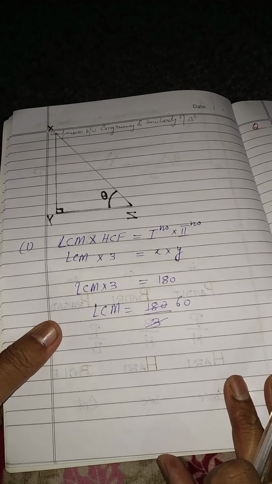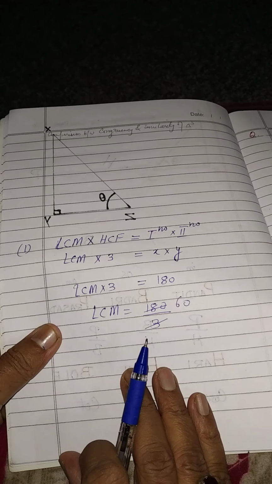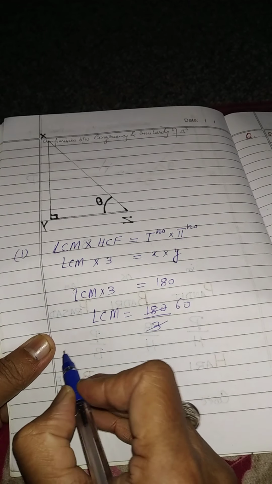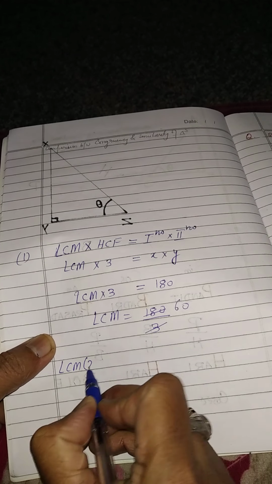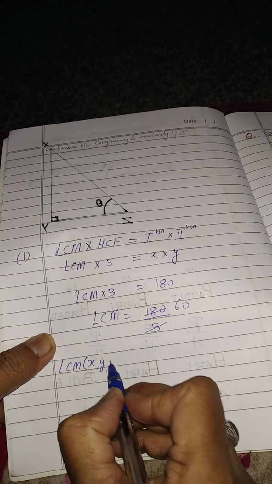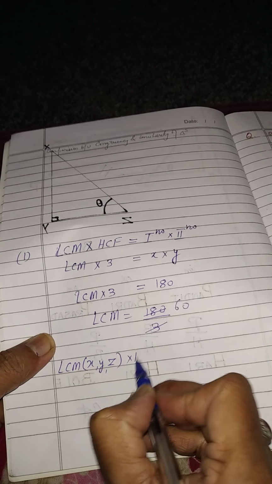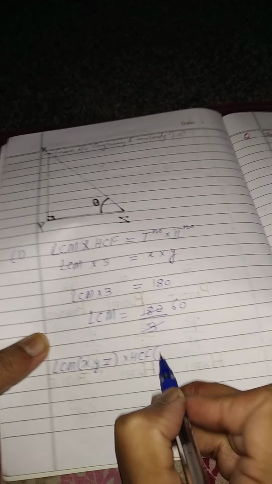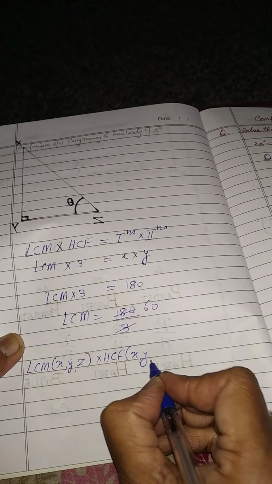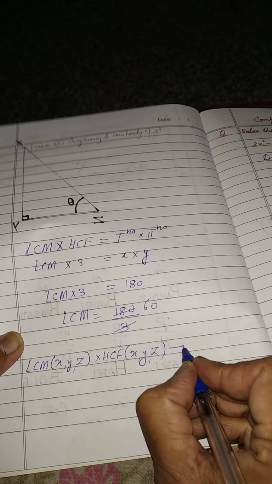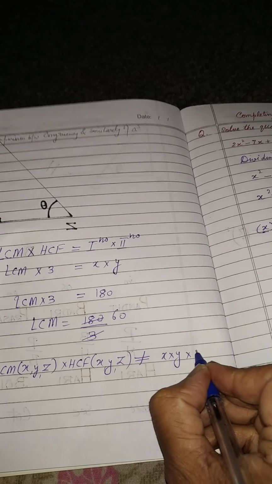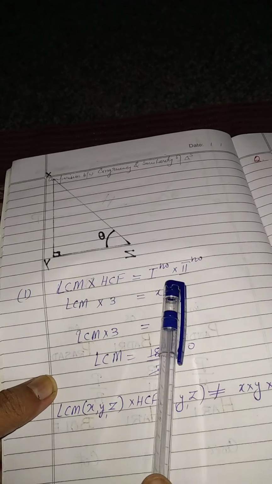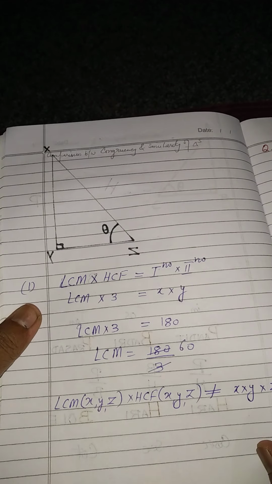And one more important thing after that, you see, boys and girls, this rule is applicable only for two numbers. If we are talking about the LCM of three numbers x, y and z into the HCF of these three numbers x, y and z, that will not be equal to x into y into z. This will be applicable only for two numbers. So that is the first question.